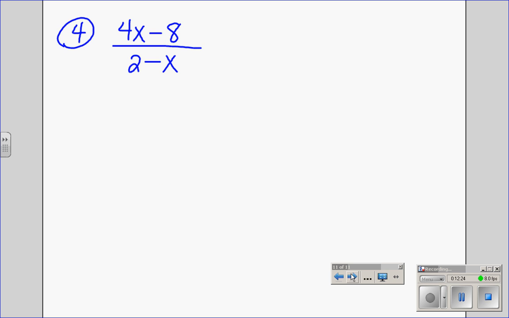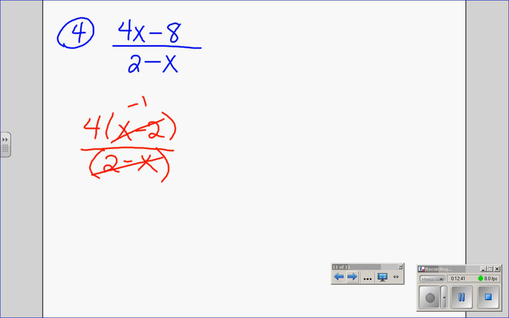And last, the top, you're going to factor out a 4. Your x minus 2 and your 2 minus x are subtracted and reversed. So those would cross out to a negative 1. Multiply what's left. Your final solution is negative 4.